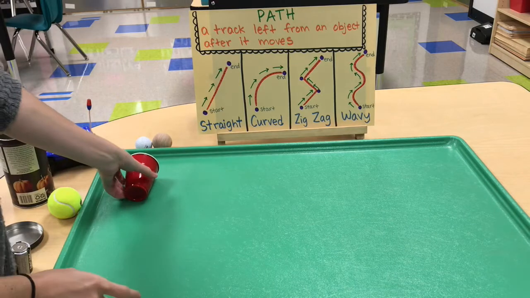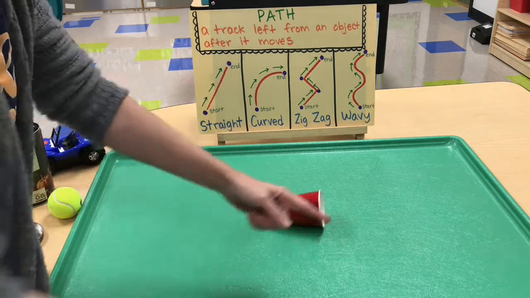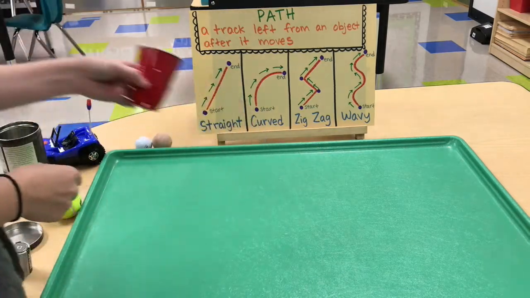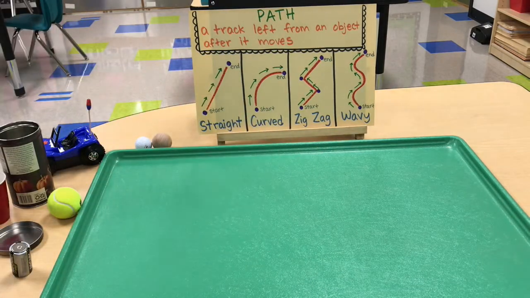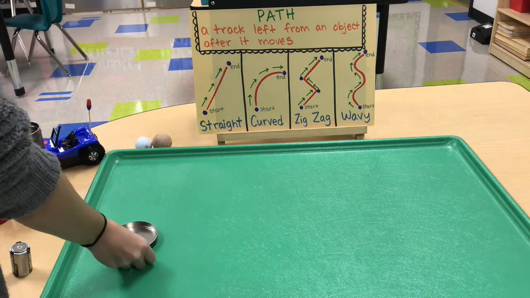to one side, either maybe the right side or the left side. So it's not straight, it is curved and rounded. There's also the pathway of zigzag.